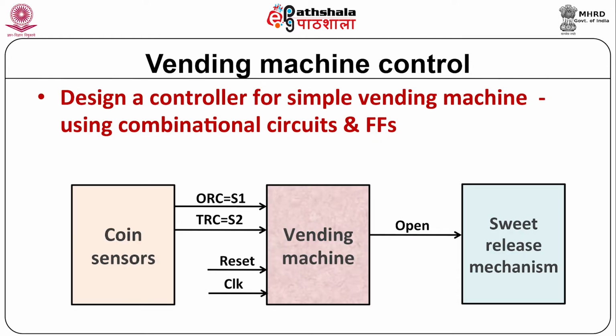The simplest sweet dispensing vending machine controller contains 3 major blocks as shown in the figure. These are the coin sensors, the vending machine controller, and the sweet release mechanism. Let us now talk about the function of each block. The coin sensor system has 2 different input slots, one for inserting a 1 rupee coin and another slot for inserting a 2 rupee coin. The coin sensor generates 2 outputs, ORC for the 1 rupee coin and TRC for the 2 rupee coin.